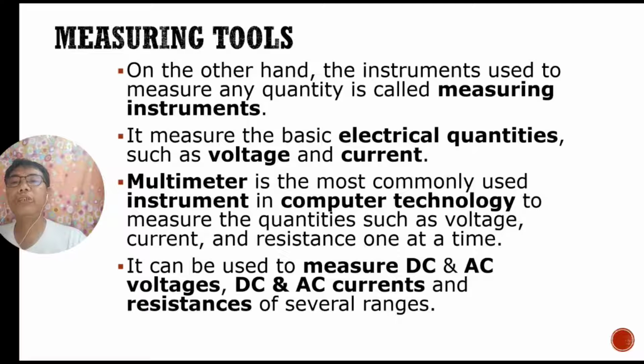Now, it can be used to measure DC and AC voltages. What is the difference between the AC and the DC? DC means direct current. Examples of this are our dry cell and the battery of a truck. AC voltage is, for example, a current produced by an alternator and a generator, and these are being converted into direct current.